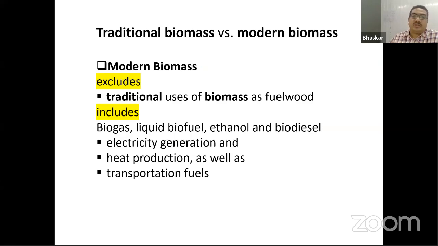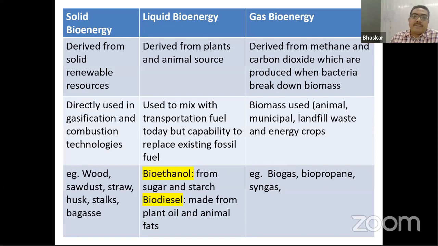So there are two types of biomass. One is traditional and another is modern. So modern biomass excludes the use of biomass as fuel wood because of the disadvantages that the energy density is very less. It's polluting also. So we have to concentrate the biomass, and biogas is one of the forms. Liquid biofuel, ethanol, and biodiesel are the forms of modern biomass.